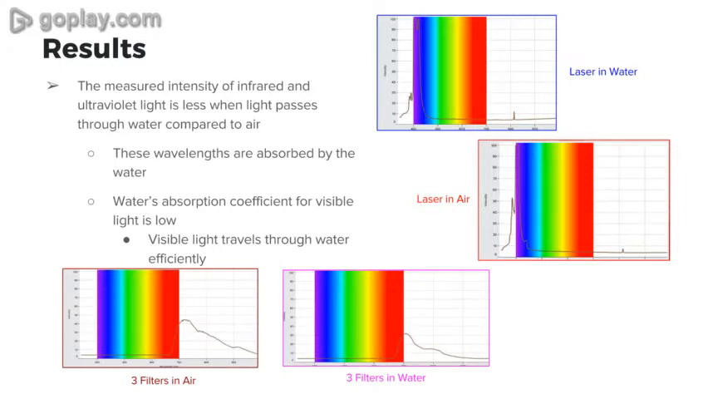Finally, we have our results. We found that the measured intensity of infrared and ultraviolet light is less when light passes through water compared to air. We can see that in the 4 spectrometer graphs shown.